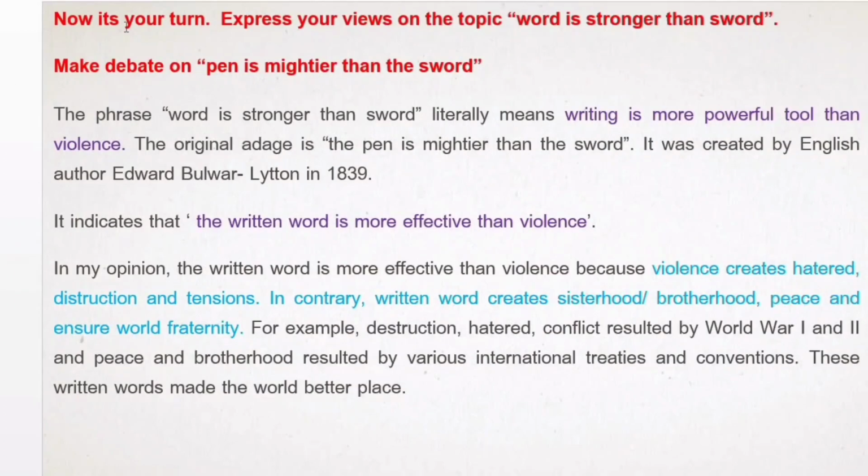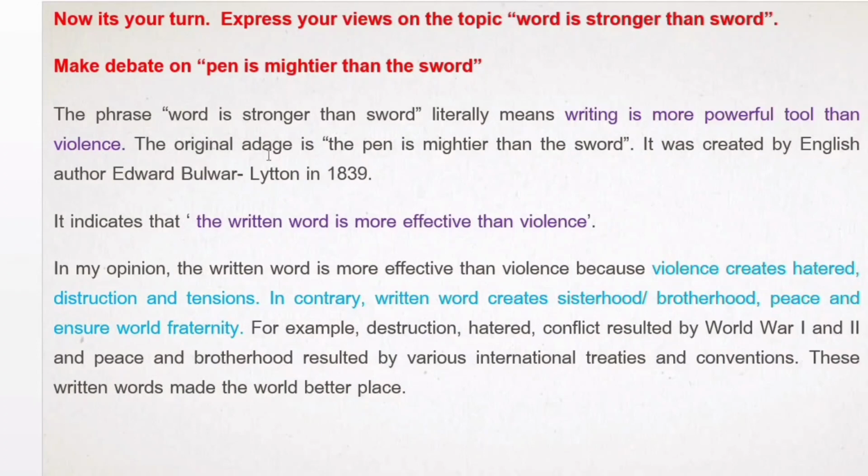Now it's your turn. Express your views on the topic: word is stronger than sword. Or make a debate on the pen is mightier than the sword. The phrase "word is stronger than sword" literally means writing is a more powerful tool than violence. So what is the meaning of this phrase? The meaning of "word is stronger than sword" or "the pen is mightier than the sword" is writing is a more powerful tool than violence.